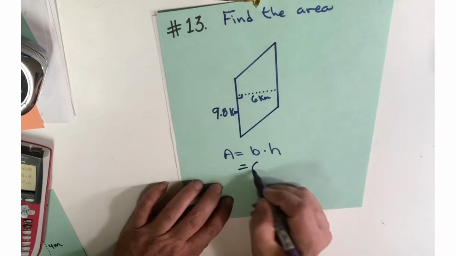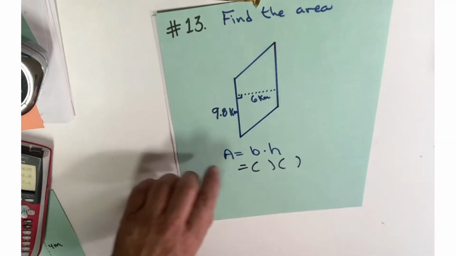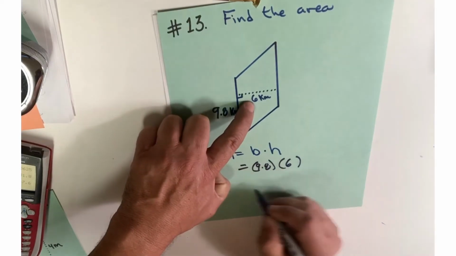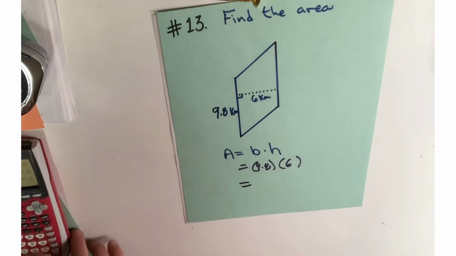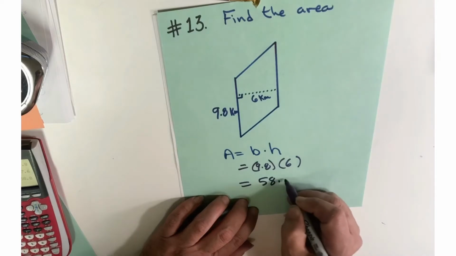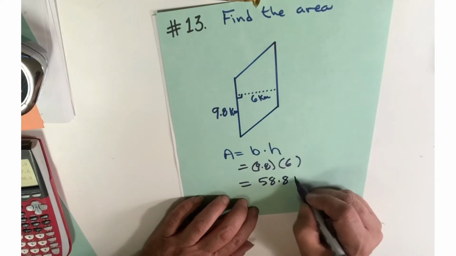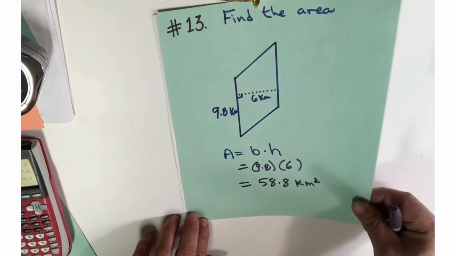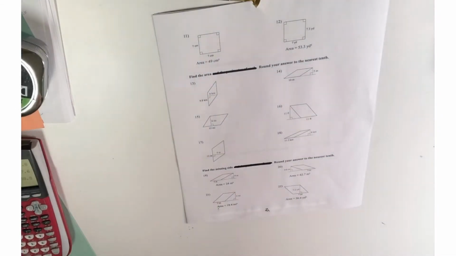So if the area is the base times the height, all you have to do is get your base of 9.8 and multiply times the height. So 9.8 times the height of 6 is going to give you 58.8 units. Yep, it's kilometers squared. There's number 13.